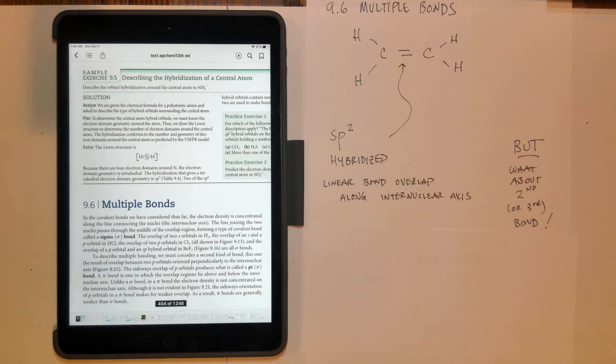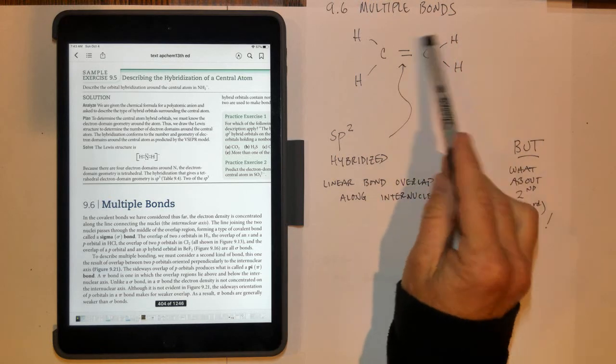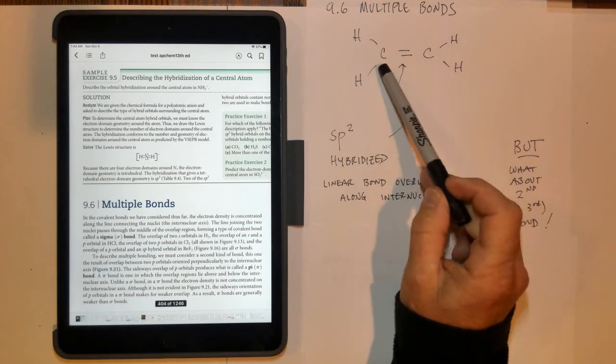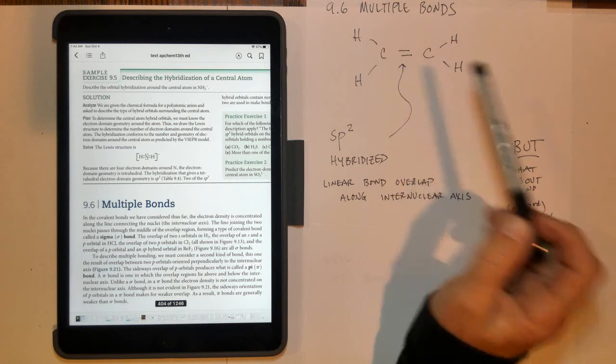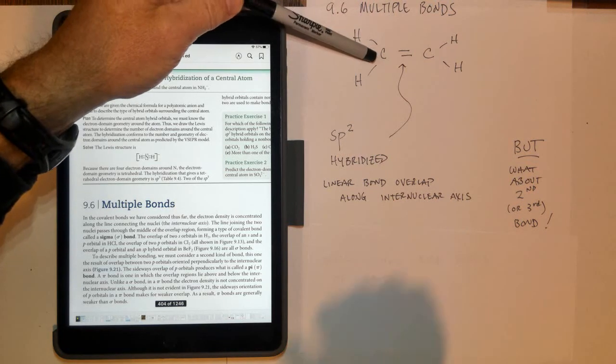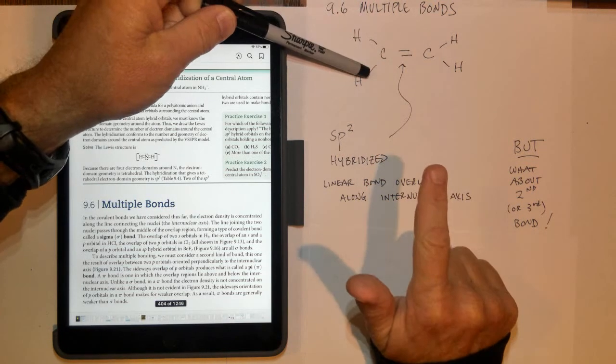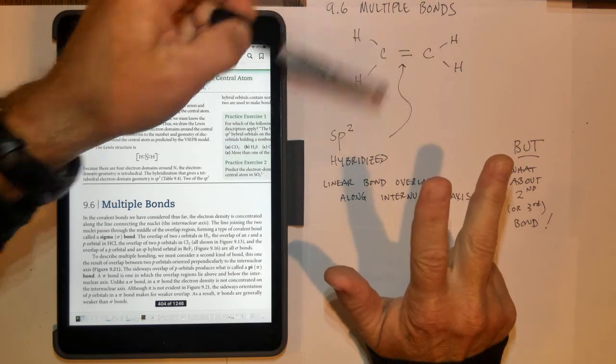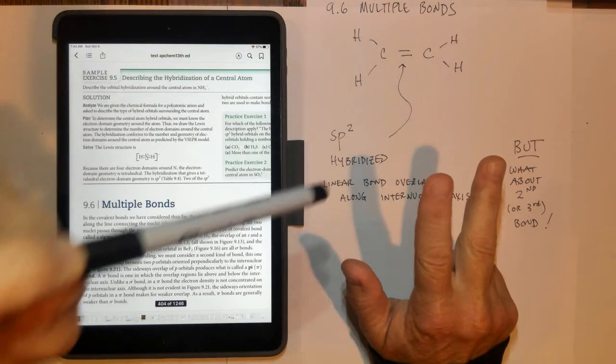All right, in this last section of Chapter 9, we're going to look at multiple bonds. So here's a molecule of ethene. It's got two carbons right here, a double bond between the two carbons. And if we were to count the hybridization around this carbon, we'd go s-p-p. So we'd say it's sp2 hybridized around this carbon.